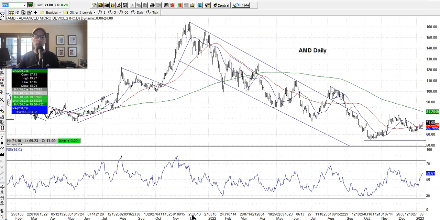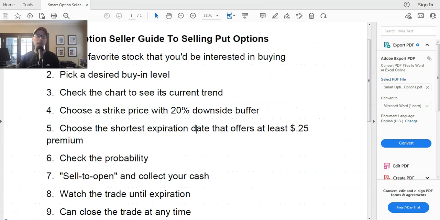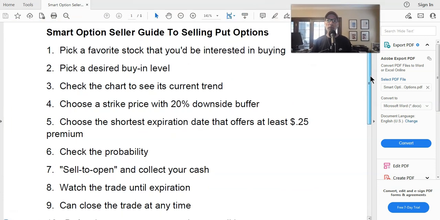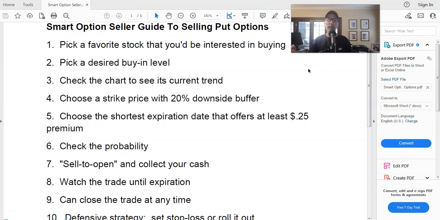All right, so we go back to our list here. Let me move myself over. Once again, let's go through the list and we'll call it a day. Making money by selling put options: choose a stock, choose a potential buying level, choose a strike price. The way that we do it, like I said, is we look for the 20% buffer and at least a 25-cent premium using the shortest expiration date.